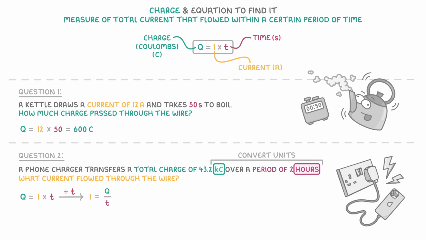Next, we need to convert our units to get coulombs and seconds. So we need to multiply 43.2 by 1000 to give us 43,200 coulombs. And we need to multiply our 2 hours by 60 to get 120 minutes, and then 60 again to get seconds, which gives us 7,200 seconds. And lastly, all we have to do is plug the numbers in and do 43,200 divided by 7,200, which gives us 6 amps.